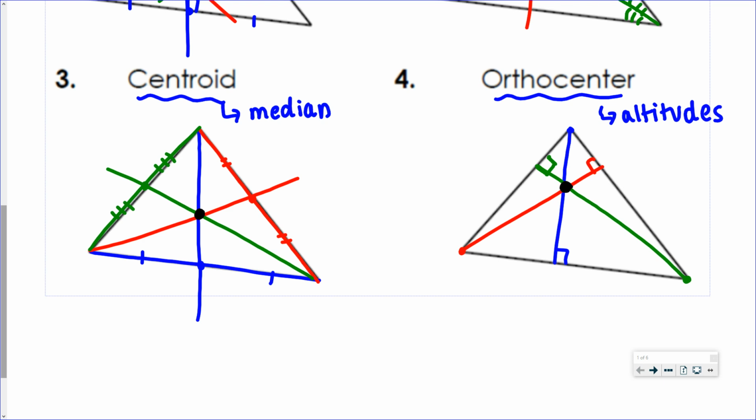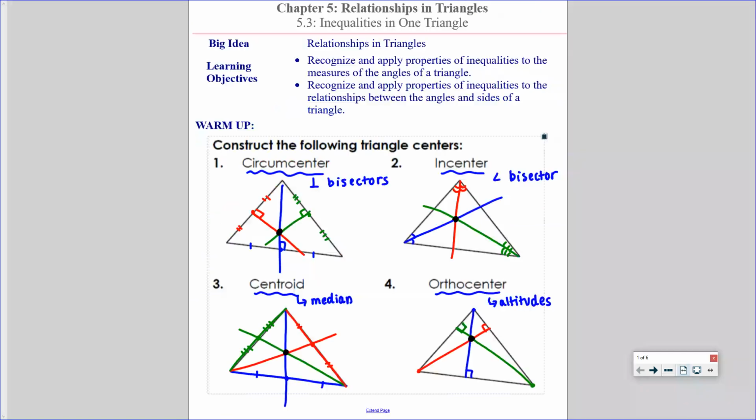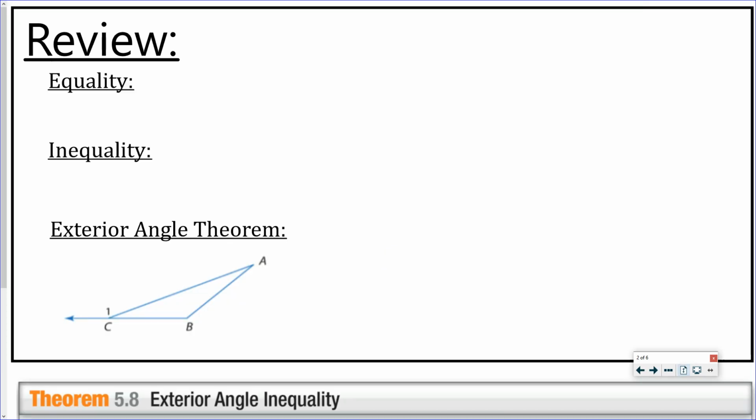Okay, this lesson doesn't really involve those, but we still need to know them moving on in chapter 5. And 5.3, the lesson we're going to do today, it's pretty short. Two big ideas for the day, and it's not too bad. A couple vocab words we need to review before I throw these theorems at you.